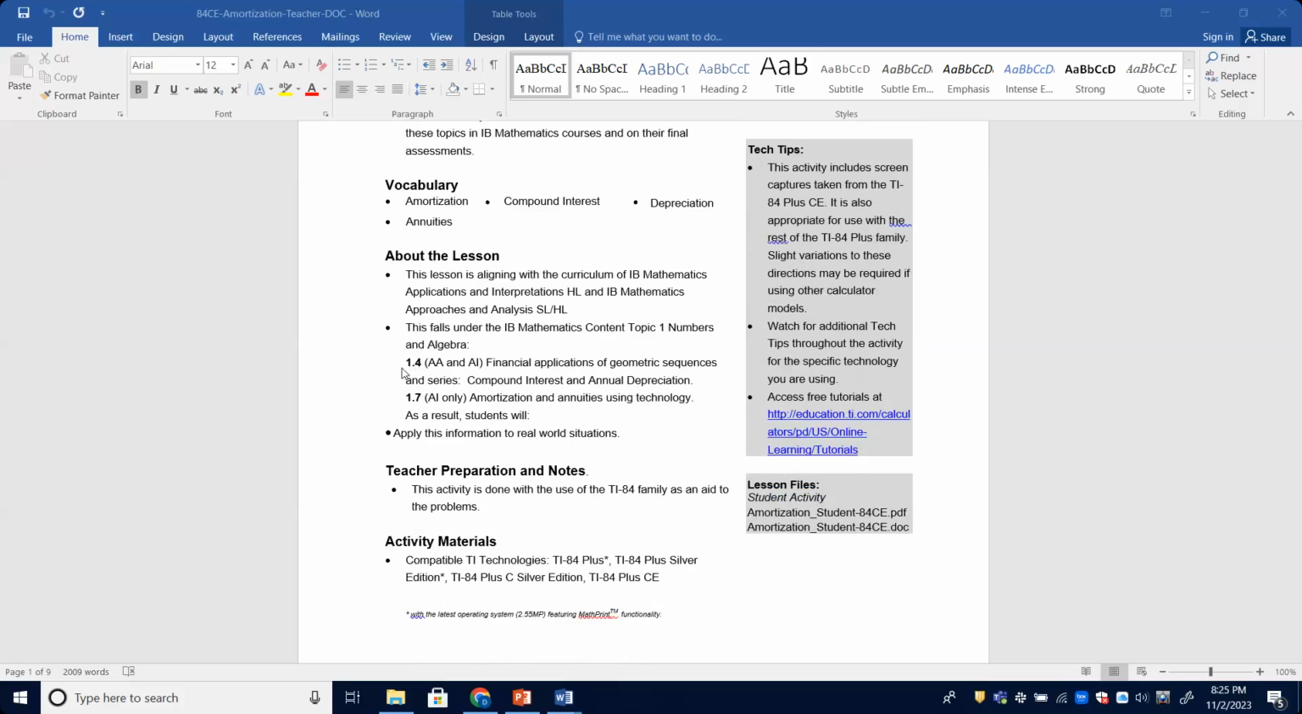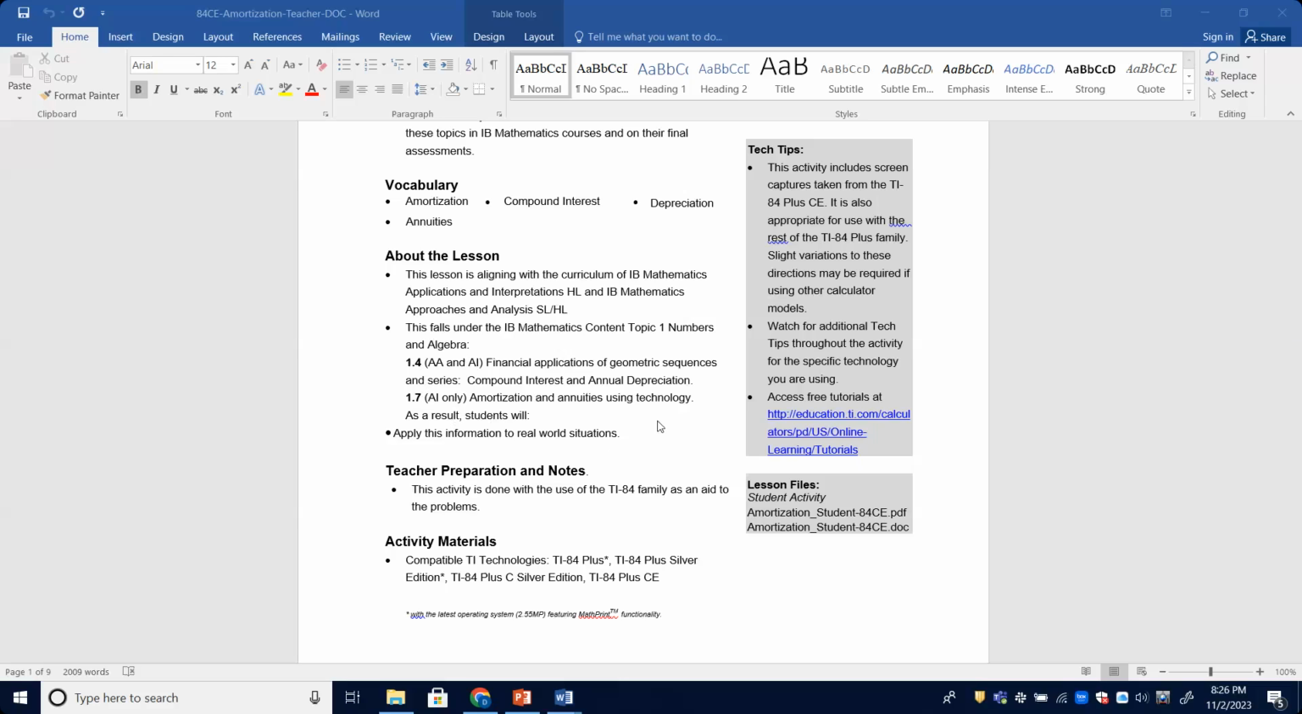And you'll notice that it says 1.4 in both the AA and AI courses, so it's used for both courses there. But the amortization is an applications and interpretations course topic, so it says for that course only. But I would still honestly use it for the AA course too. I think it's good to know.